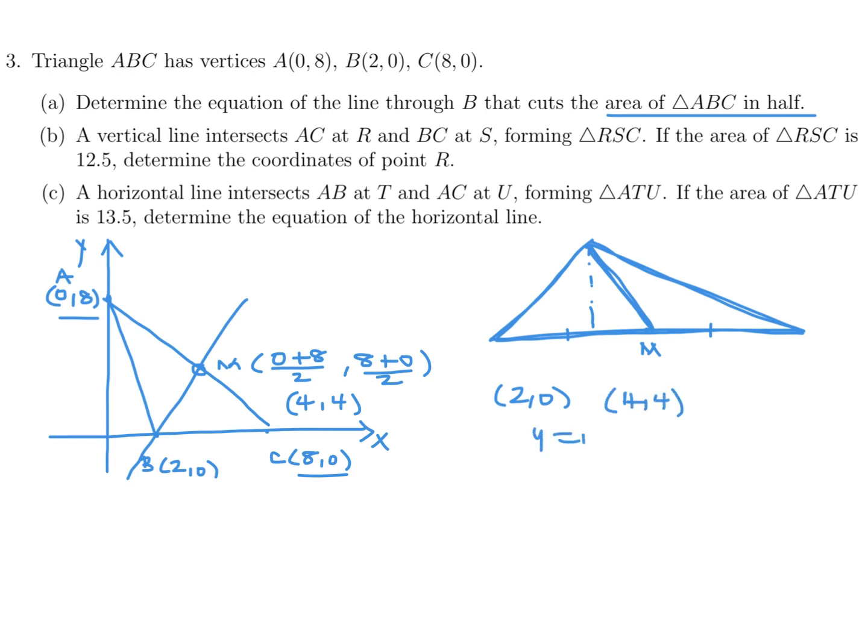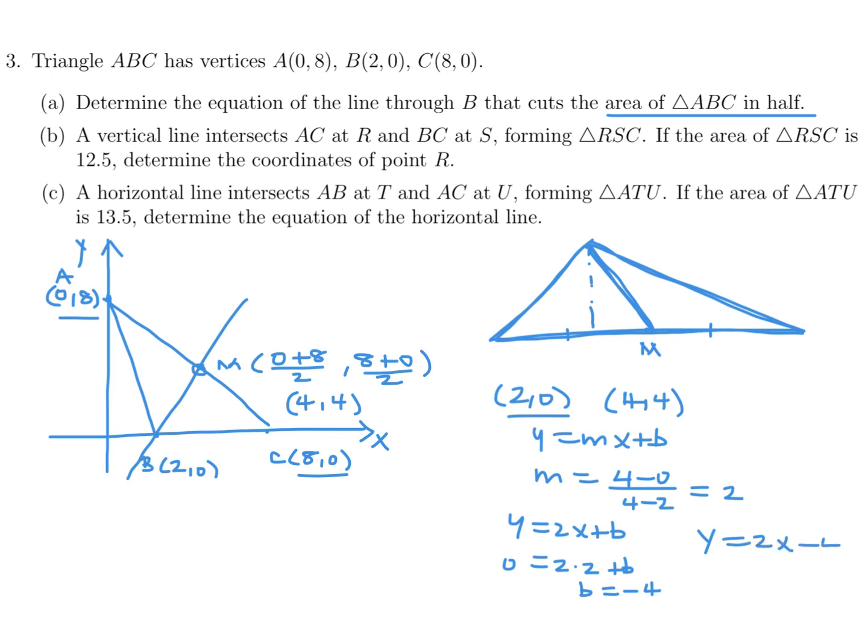So the equation of a line is y equals mx plus b. The slope in this case would be (4 minus 0) over (4 minus 2), which is going to be 2. So therefore we have y is equal to 2x plus b. To figure out b, just substitute any of these points. So when x is 2, y is 0. So that gives me b is equal to negative 4. So therefore my equation is y is equal to 2x minus 4.